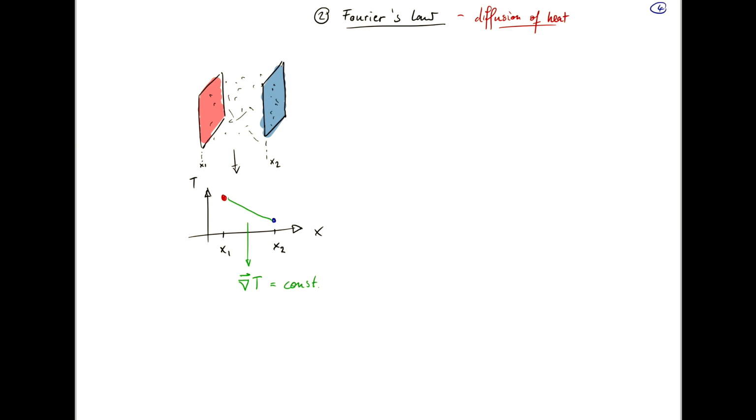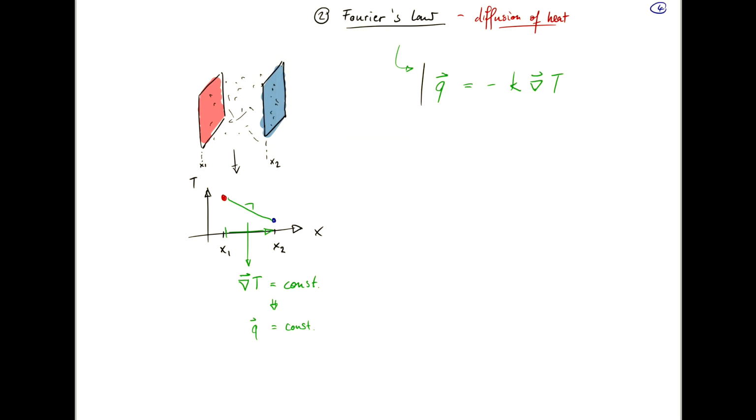And Fourier's law tells us that the heat flux, which is typically written as Q, is negative K times the gradient of T. So if the gradient of T is constant, as in this case, meaning this is a straight line with a given slope, then our heat flux is also constant along this line from x1 to x2.